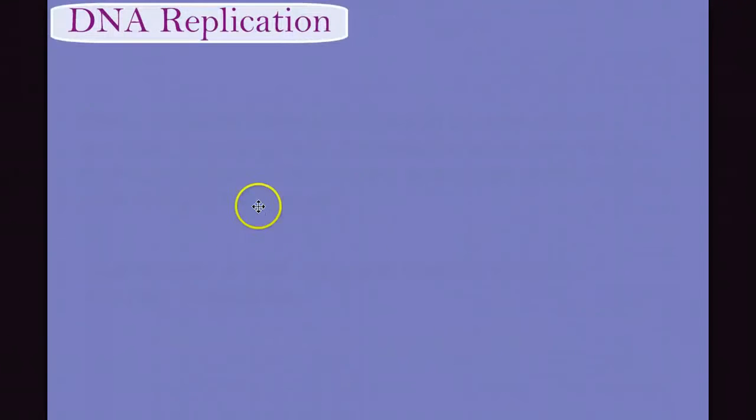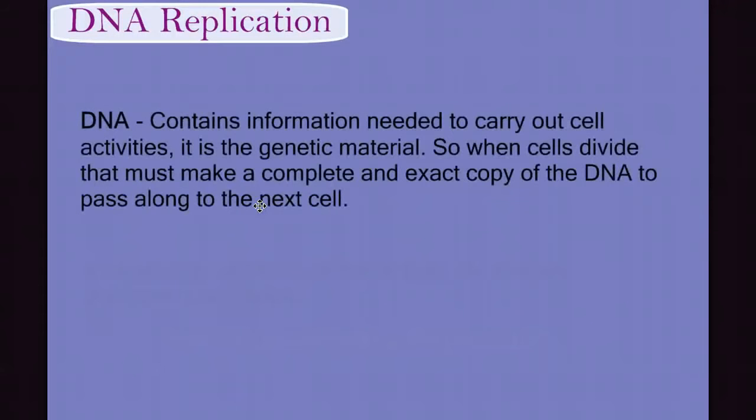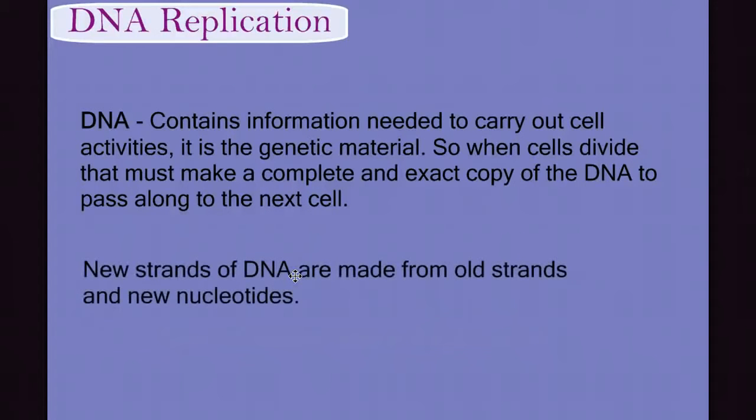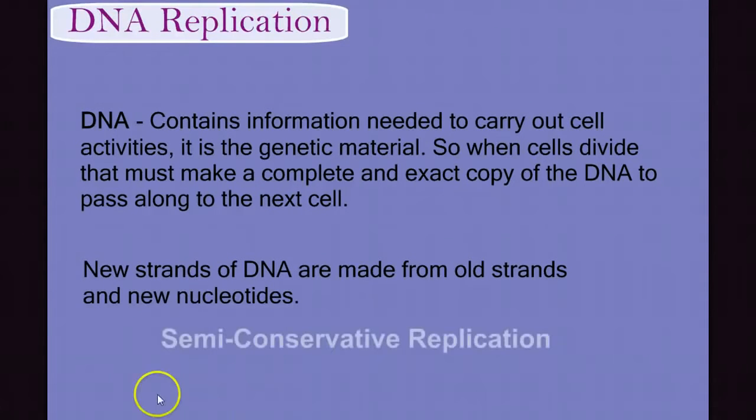We know that DNA is the genetic material and that it directs cell activity. Therefore, it's very important that when the cell divides, it passes along a complete and exact copy of these instructions to the next generation of cells. To ensure that this happens, the new molecules of DNA are made from the old molecules, using each strand of DNA as a template in a process called semi-conservative replication.